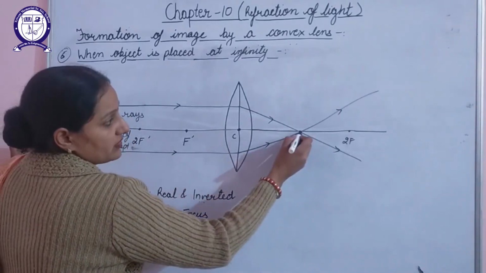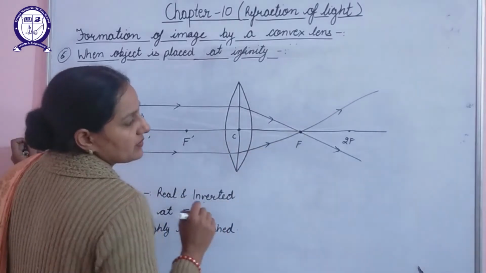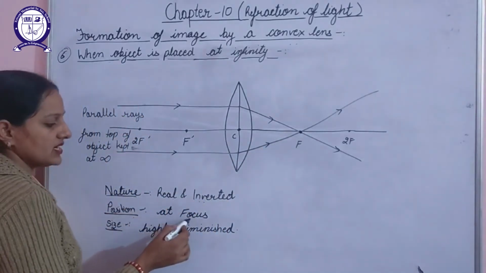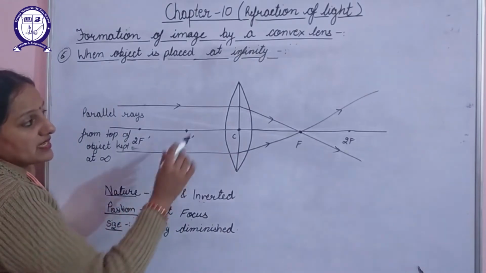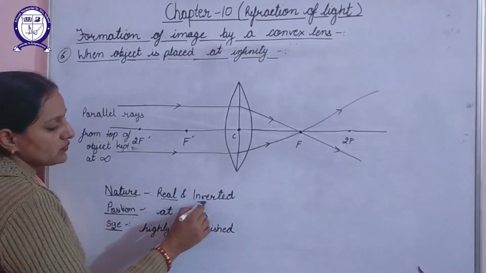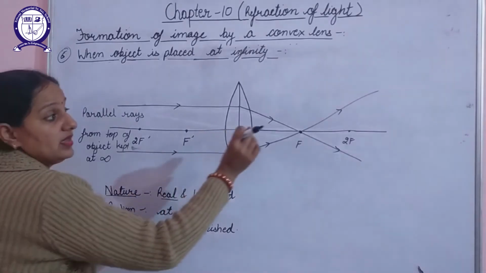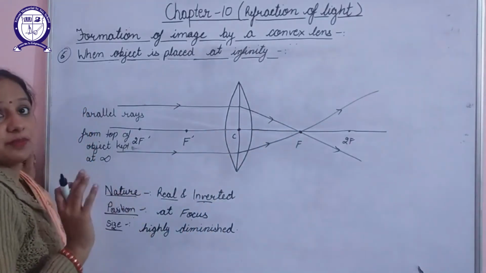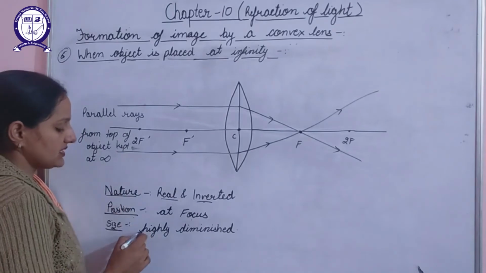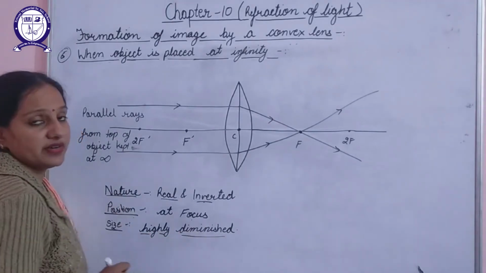So here if the refracted rays of light are meeting at focus, so image will be formed at focus. Nature, as the rays are actually meeting, so its nature will be real and inverted. If we talk about the size, point size image is formed in comparison to the size of object, so we'll say that the size of image is highly diminished.